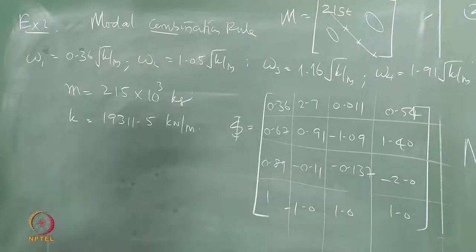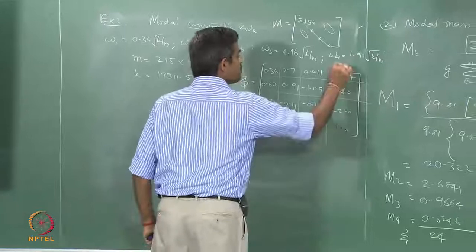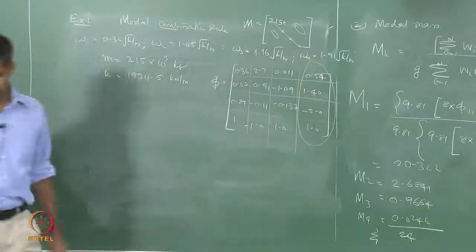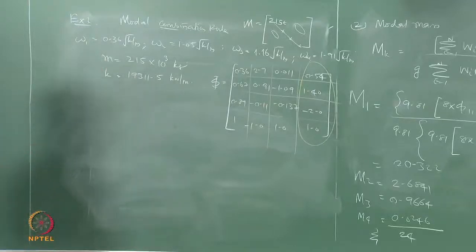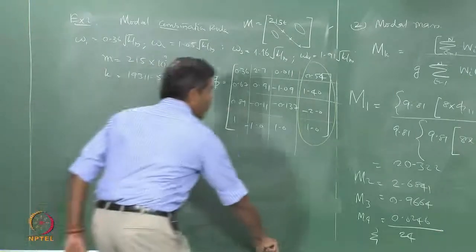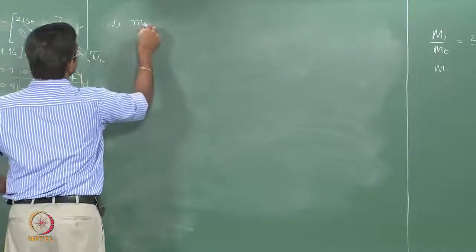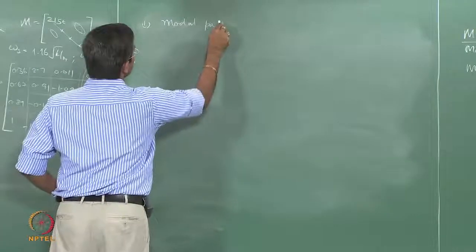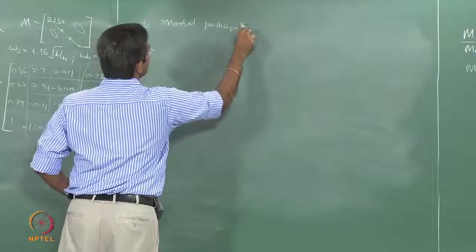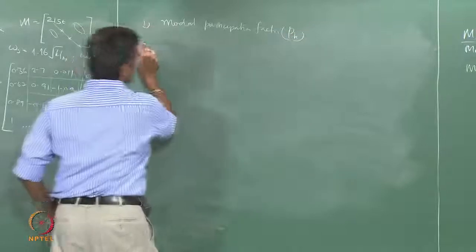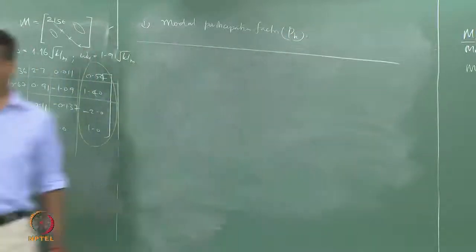I am not very sure about this particular mode shape. There should be 3 zero crossing. I am not sure. Remaining all are okay. So, let us try to find out the modal participation factors. Open a table, it is easy to do it in a tabular form.